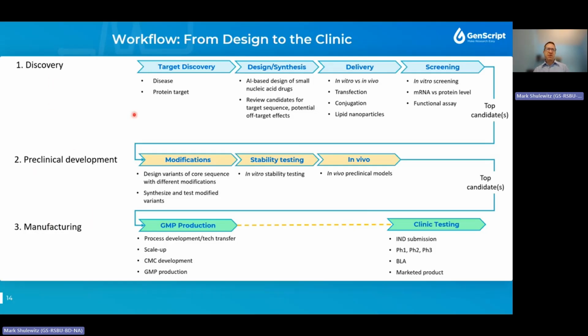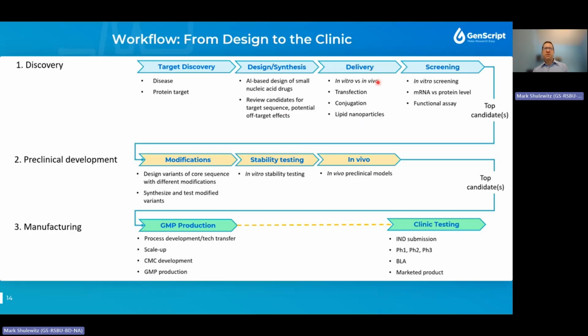Starting with discovery, the first step is to identify what protein you want to target. If you're studying a particular disease, of course, you want that protein to have a critical role in that particular disease. Once you've identified the target, the next step is to design the siRNAs to target the messenger RNA encoding that particular protein. Software tools such as GenScript's AI-powered design tools can generate multiple candidates, of which you'll need to review those to select the ones to move to the next step, which is delivery.